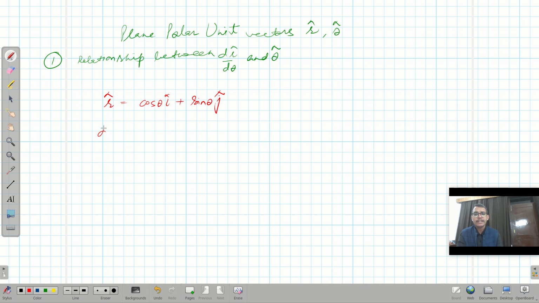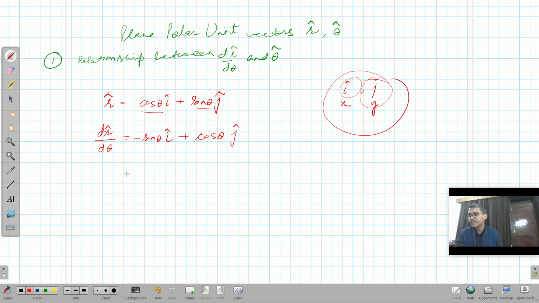So when I am taking the derivative of r cap with respect to theta, as we know that i cap and j cap are the unit vectors, this is along the x-axis, this is along the y-axis, which means these two unit vectors are not changing while we are changing theta. So i cap and j cap are constants. So I have to take only the derivative of cos theta and sine theta. So it can be written as minus sine theta i cap plus cos theta j cap, right?